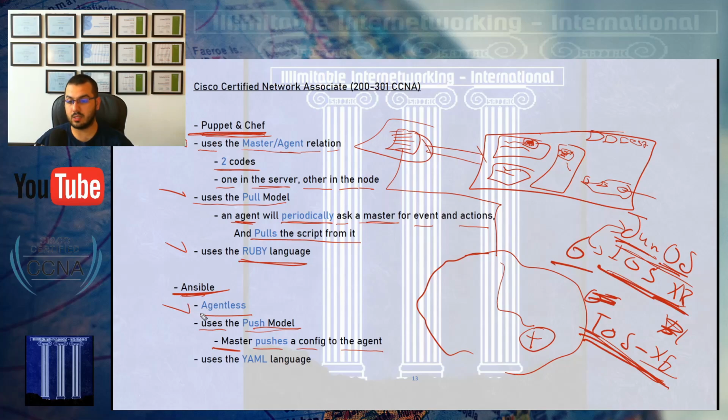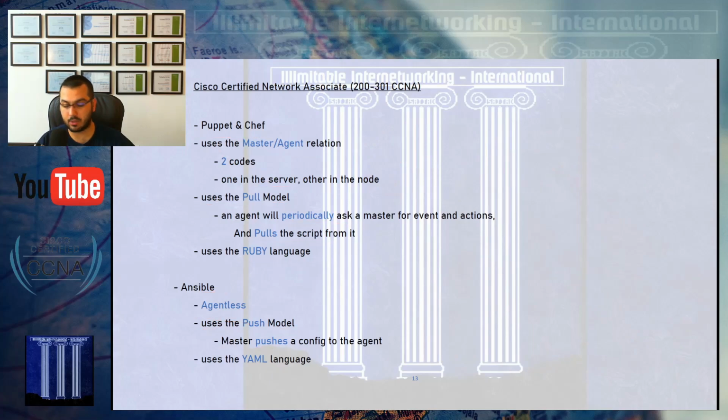Okay, so for Ansible, it's agentless. I've talked about that. It uses the push model, and lastly, just before we finish this video, it uses YAML, the YAML language. Okay, so these are the differences between Puppet, Chef, I'm sorry, and Ansible. There is a fourth type that's called SaltStack, but it's not mentioned in our course, so I will not talk about it. It's a fourth application like Puppet, Chef and Ansible.